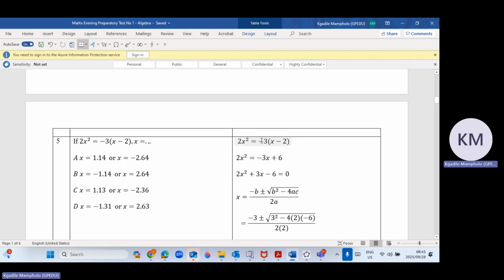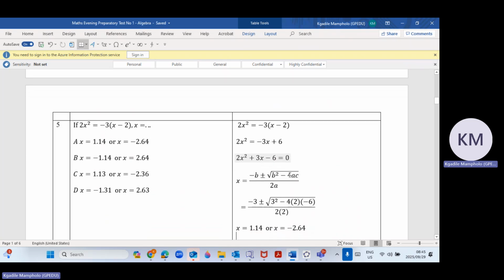Clear the brackets. Minus 3 times x is minus 3x, minus 3 times negative 2 is positive 6. Then you take them to the left. Now your equation is in standard form. Now you can see by looking that when you substitute, as I showed you in question 4, the answer will be in surd form. If the values of x are in surd form, it means the roots are irrational. It means now you have to show your quadratic formula. You copy the quadratic formula from your formula sheet, then you substitute, then you get the answer.